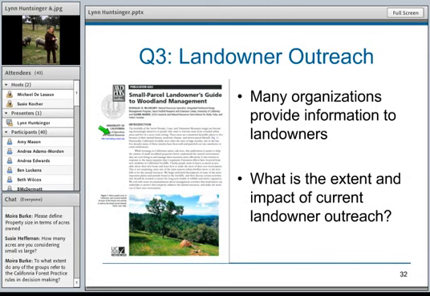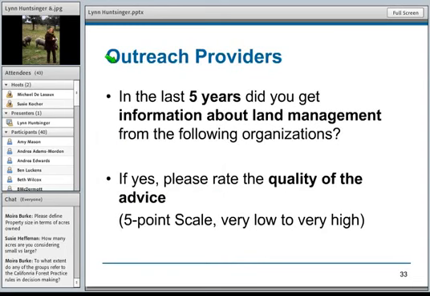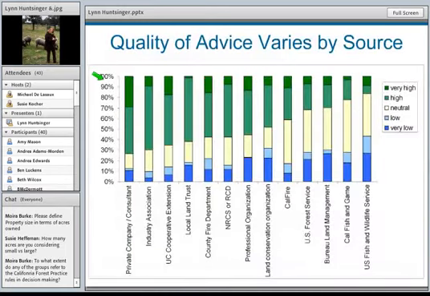Okay, landowner outreach. Many organizations provide information to landowners, and we wanted to ask, what's the extent and impact of current landowner outreach? In the last 5 years, did you get information about land management from the following organizations? This is the question that we asked. And then we asked people to rate the quality of the advice on a 5-point scale from very low to very high.